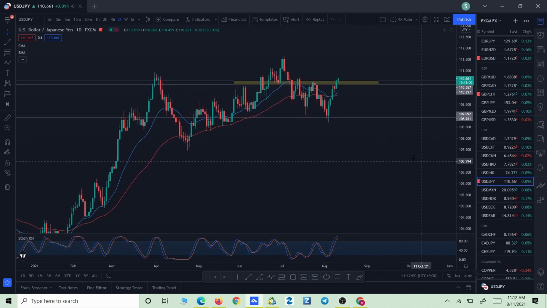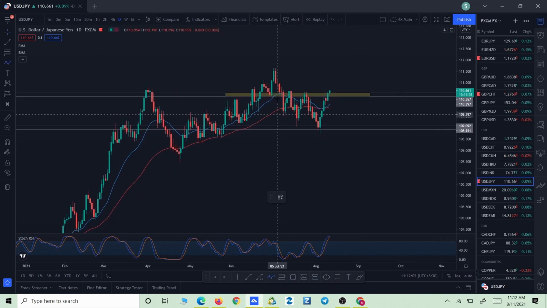Now USD JPY, as we can see, the price is in a downtrend. Starting from here, we have the low, then a lower high as compared to the previous high, then a lower low as compared to the previous low. It's the same high, then we have a lower low as compared to the previous low, and now price pulled back to the previous resistance zone or the previous high.